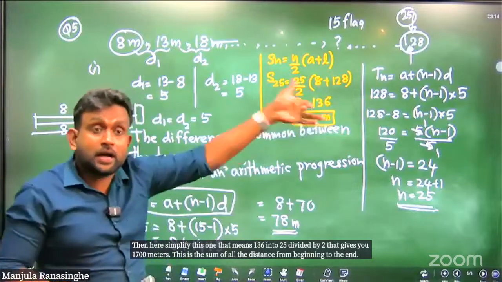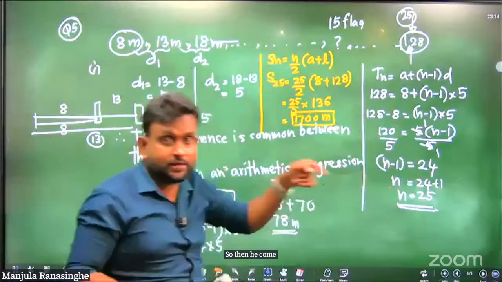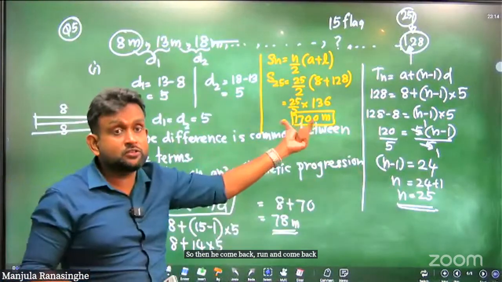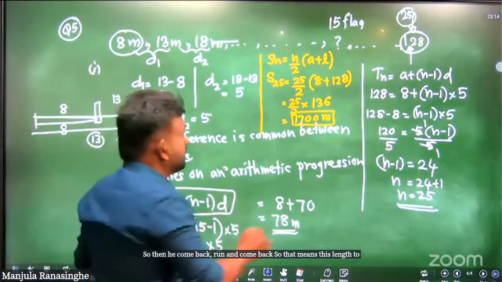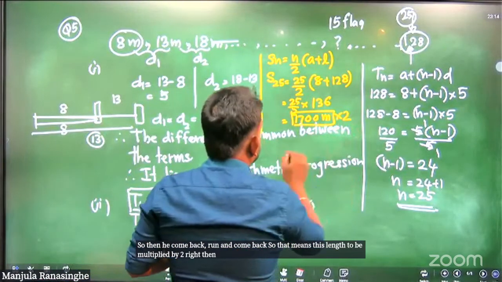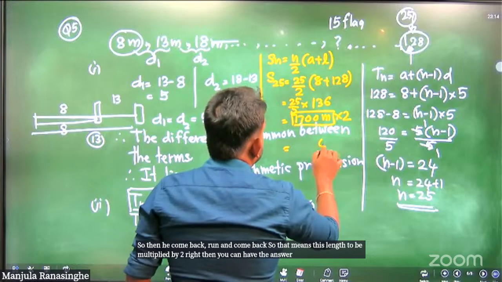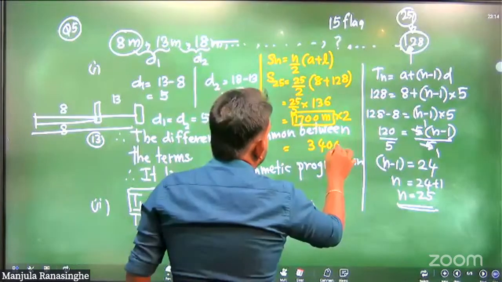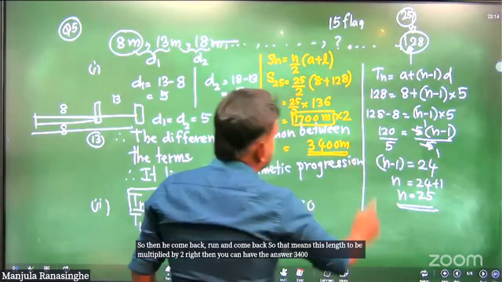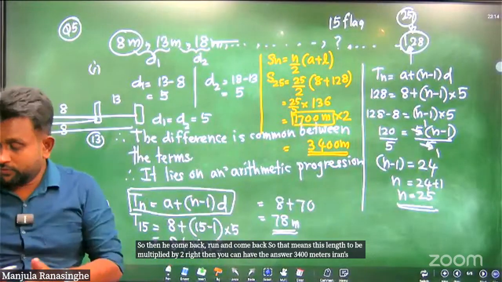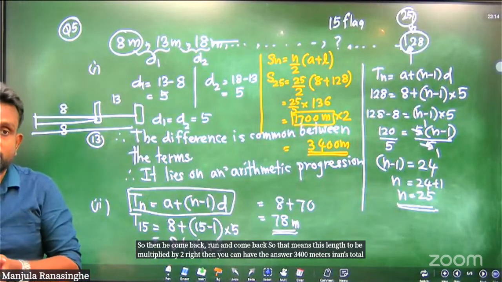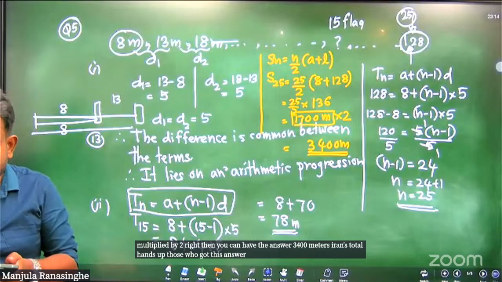Then he runs and comes back, so this length must be multiplied by 2. Then you have the answer: 3,400 meters he runs in total. Hands up those who got this answer, 3,400.